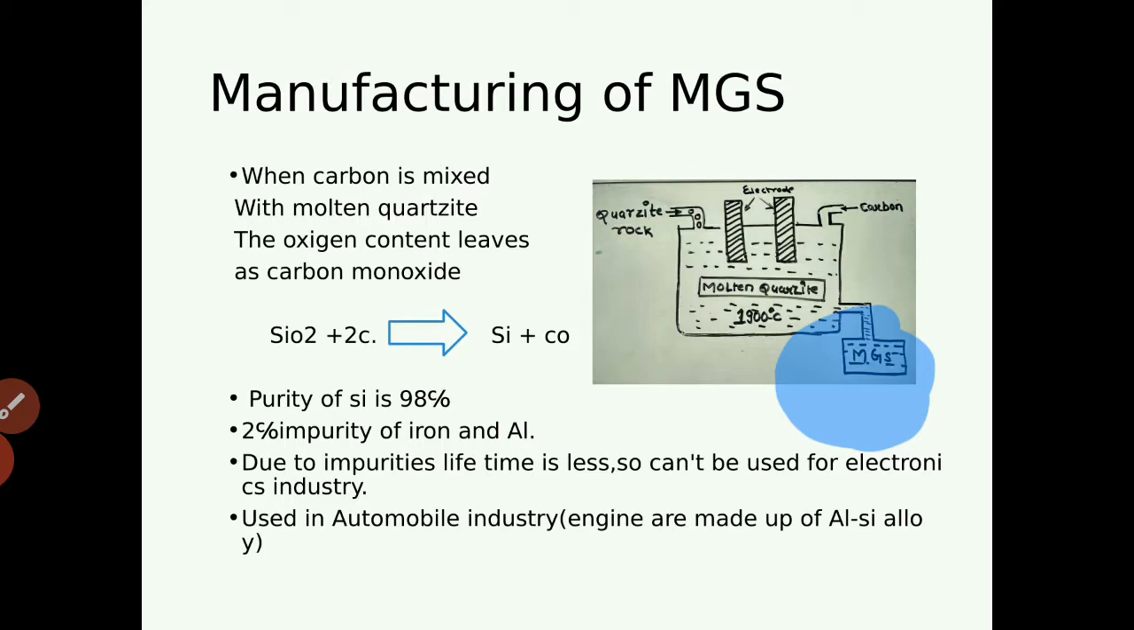This type of silicon is 98% pure, and it has 2% impurity, and the impurities are iron and aluminium. Due to these impurities, the lifetime of this type of silicon is very small, so we cannot use it in the electronic industry. We use this type of silicon in the automobile industry, so engines are made up of aluminium silicon alloy. So this is all about how to manufacture metallurgical grade silicon.